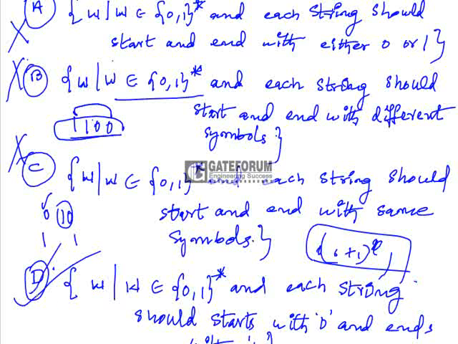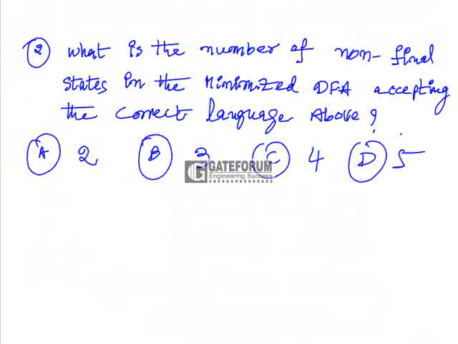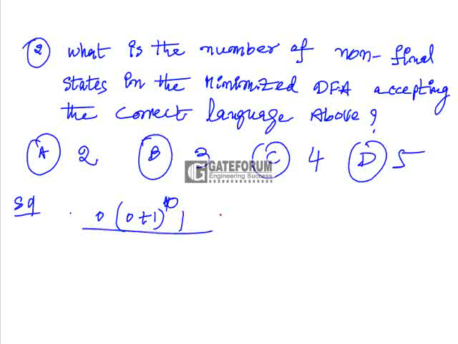So based on this answer, there is one more question, that is the linked question. The linked question is, what is the number of non-final states in the minimized DFA accepting the correct language above? What is the correct language we got? A string starts with 0 and ends with 1. So 0 (0+1)* 1. So for this, how many states does the DFA require? From that, we need the number of non-final states in the minimized DFA.